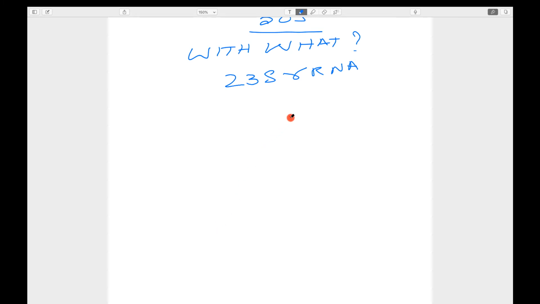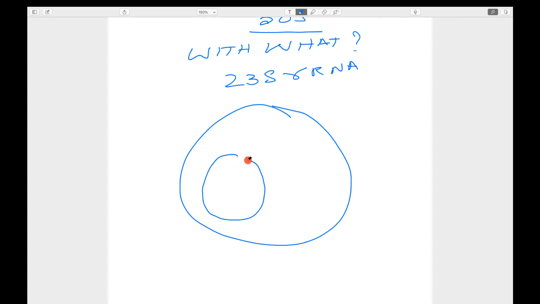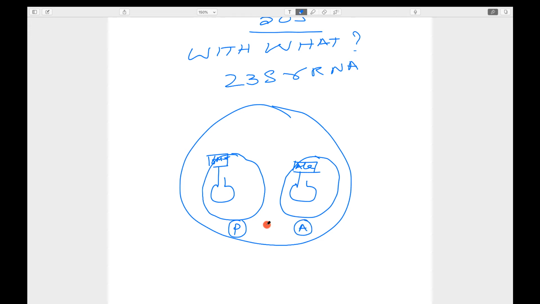Let me simply write. For understanding, I am showing the ribosome with the P site and A site. In the P site, there is one amino acid transfer RNA, here formyl methionine, and here there is alanine. This is the P site, and this is called the A site.